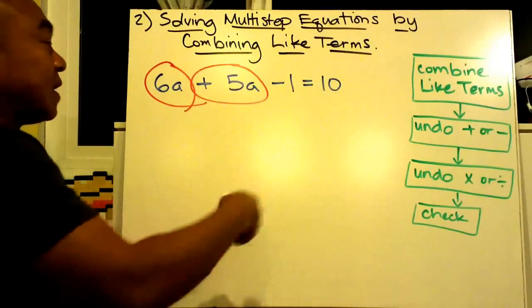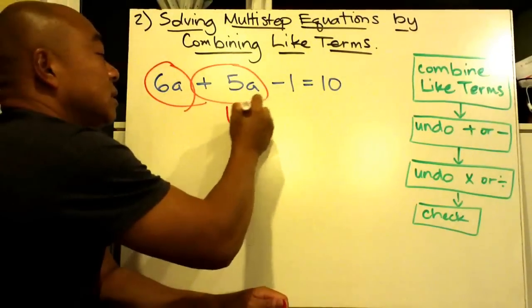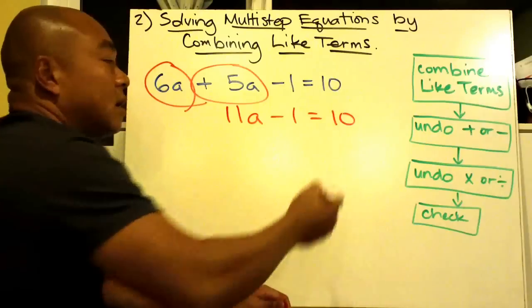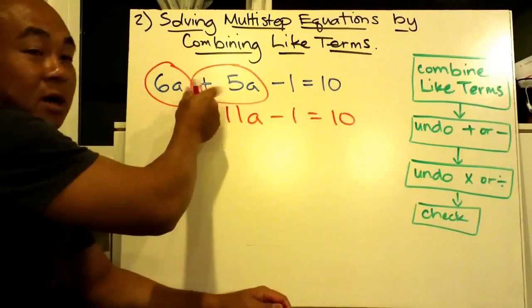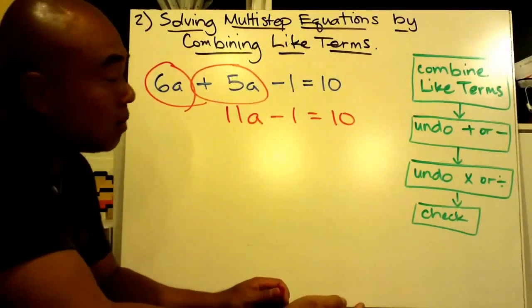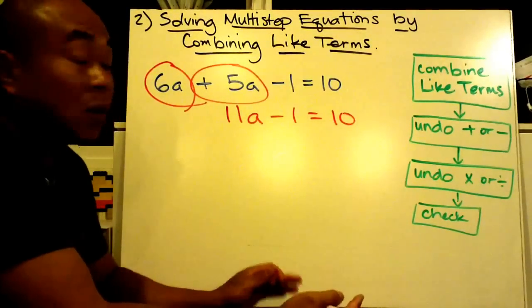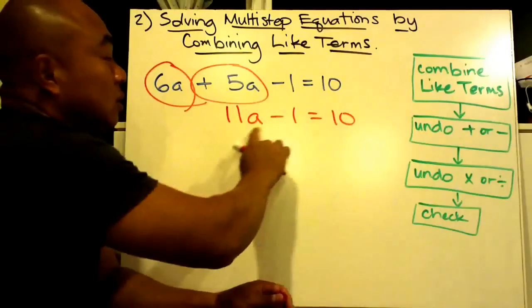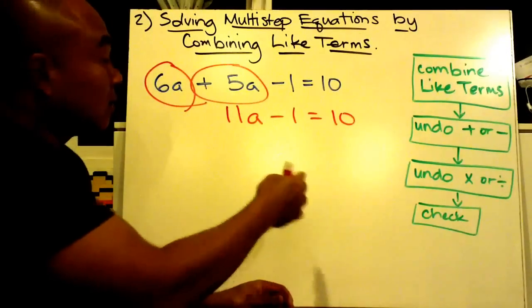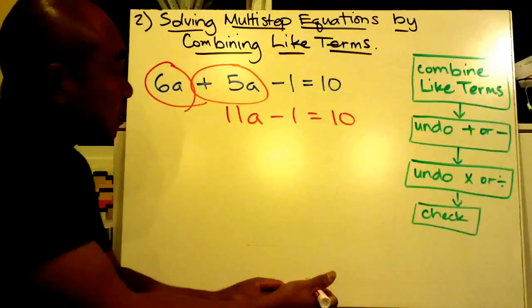So 6a plus 5a gives us 11a minus 1 is equal to 10. And because we're really just combining here, there's nothing else to combine, so we don't have to do that property of equality right there. So we're just going to go ahead and combine this, and now we have, again, your basic two-step equation.